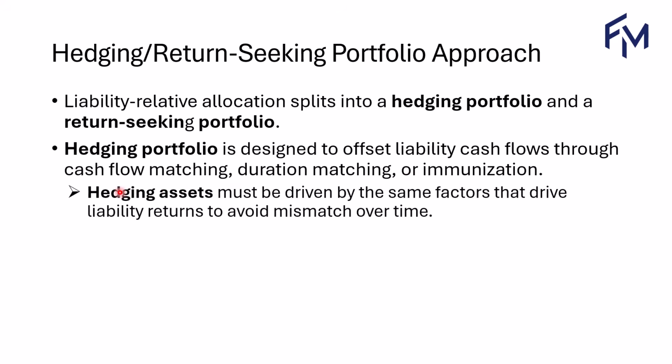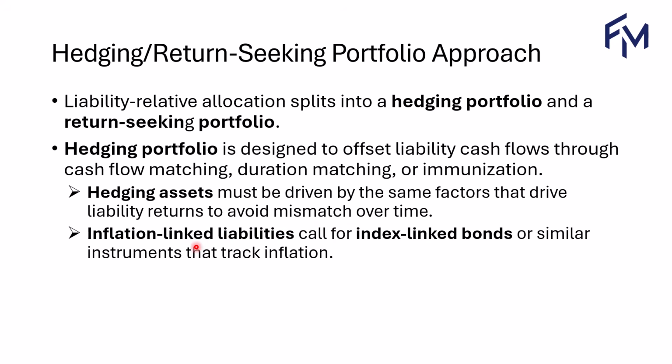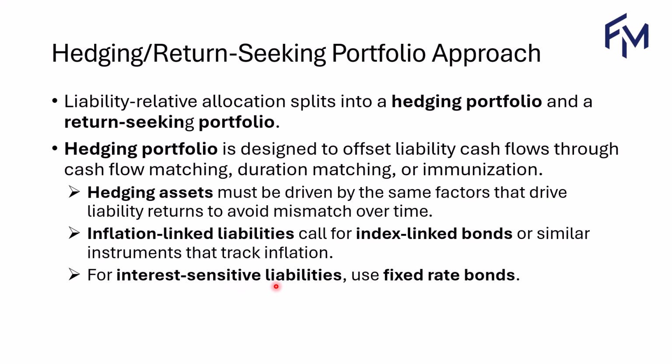The hedging assets must be driven by the same factors that drive liability returns. This keeps the asset and liability values aligned over time. If liabilities are linked to inflation, the hedge uses index-linked bonds or other instruments that track inflation. If liabilities are sensitive to interest rates, the hedge uses fixed-rate bonds to match that exposure.